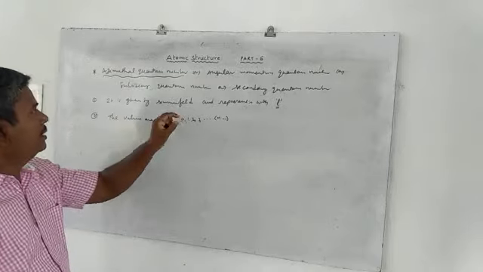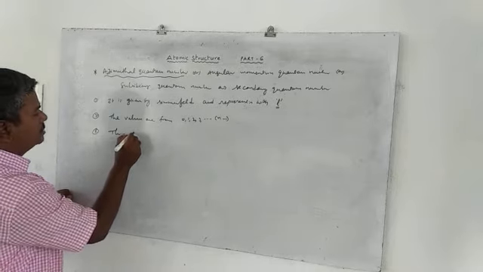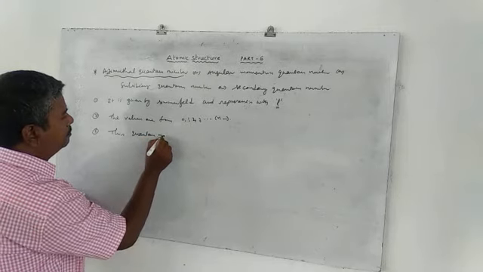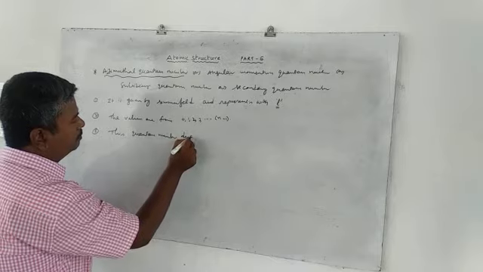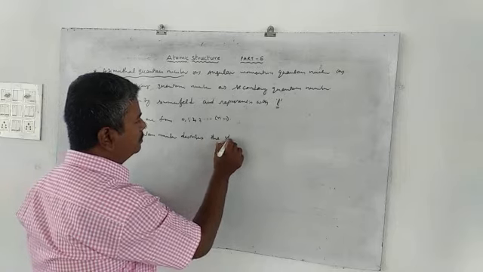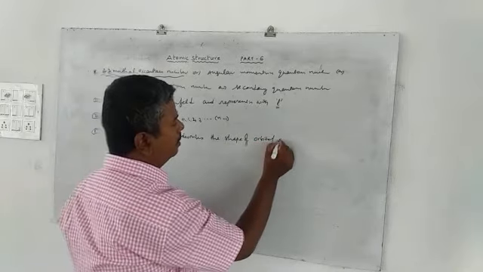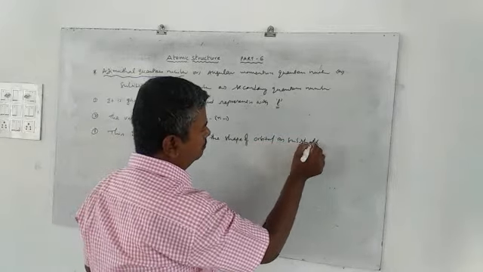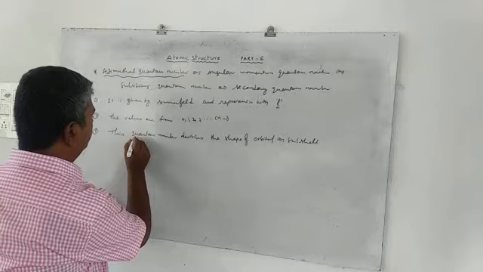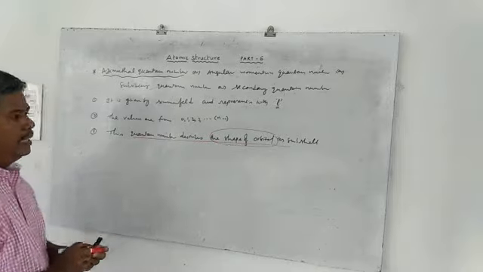That means here the azimuthal quantum number describes the shape of the orbital or structure. This is the most important point here. Which one? The quantum number describes which one? Shape of orbital. Shape of orbital.